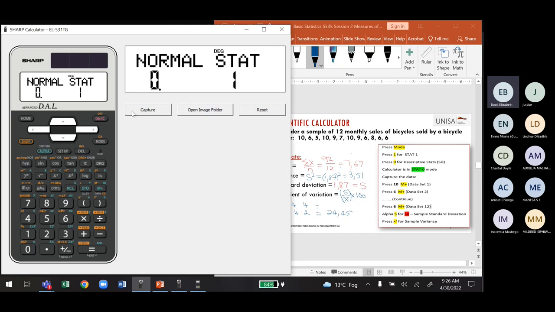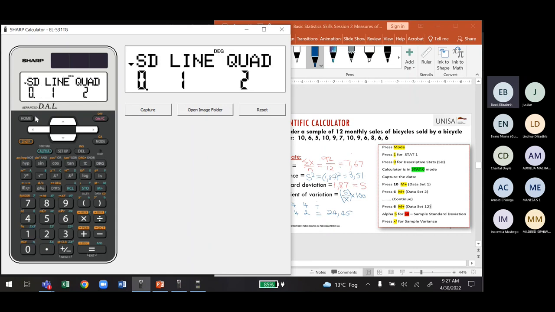So you must look for the mode button on your calculators, because sometimes the emulator is different to where it is on the normal calculator. So look for the mode button and you will have the menu which says 0 and 1 for normal, for stat. You're going to press 1 for stat, and you will have SD, line, and quad.